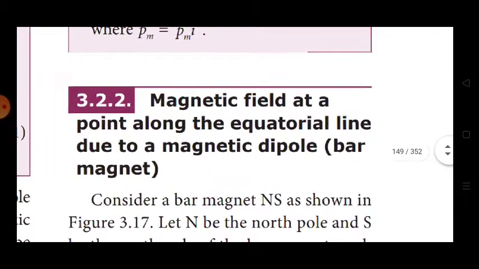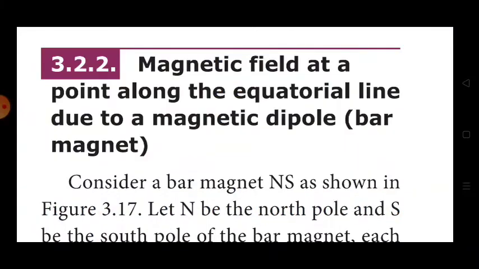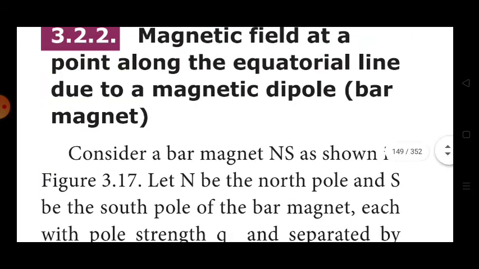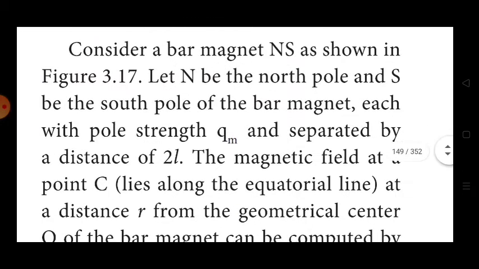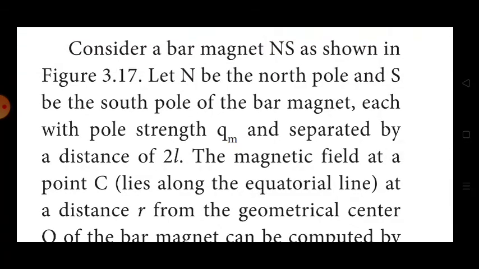Next, magnetic field at a point along the equator line due to a magnetic dipole. That means magnetic field at a point on the equator line due to a bar magnet. Same as in lesson number 1, where we studied the electric field at a point C on the equator line due to a dipole. Consider a bar magnet as given in the diagram.